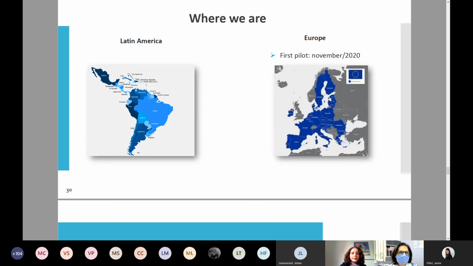We are today in Latin America, and we have adapted our methodology for 27 countries in Europe. We are piloting this adaptation in November 2020 in Spain. Next one.